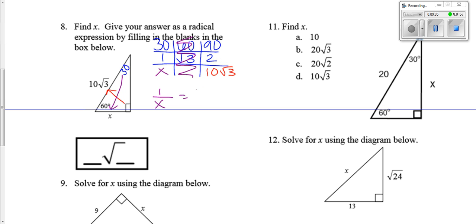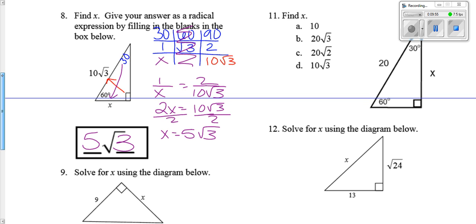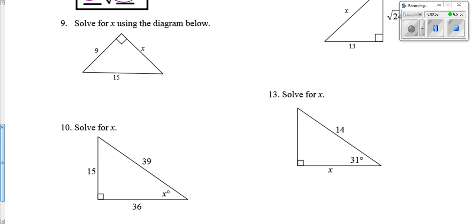1 over x equals 2 over 10 radical 3. So 2x equals 10 radical 3. Divide both sides by 2. So I get that x is 5 radical 3. So as you're noticing, sometimes throughout this test, you're going to have to use your special rights, Pythagorean, or trig.